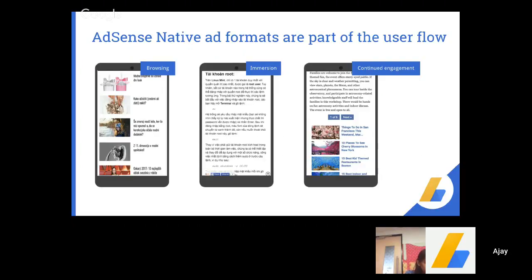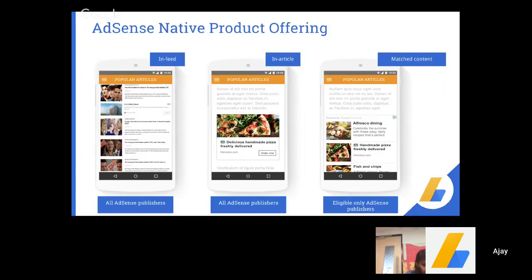So this is where we will implement the native, and these are the different flows where you can see the native being implemented. One is in the browsing flow, one is in the immersion, and one is for continued engagement. So this is where all three of our different native offerings come into play, and we will go more in depth as to how you can use them and where you can get the most benefit out of them.